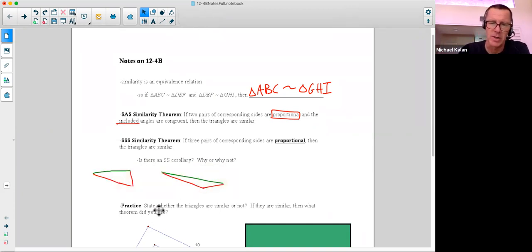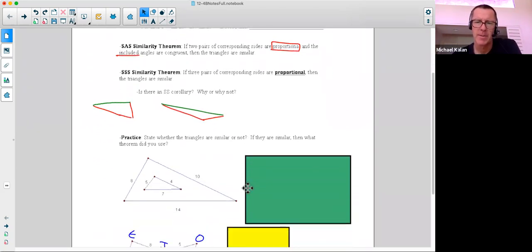The answer is no. And here's a good example, right? Here's a situation where I tried to draw these sides to be the same length and these sides to be the same length. You can see that depending on what angle I have between those two sides, the third side's not going to be in the same proportion. If these were 1-to-1, for example, in other words they were the same, these clearly are not in a 1-to-1 ratio.